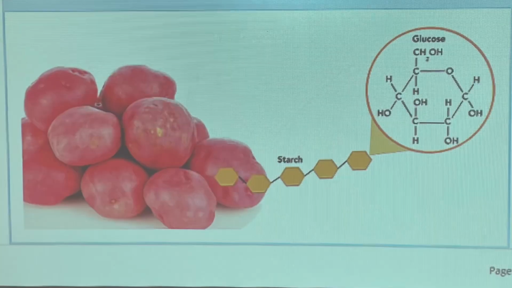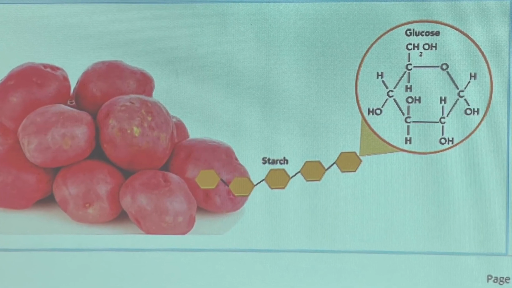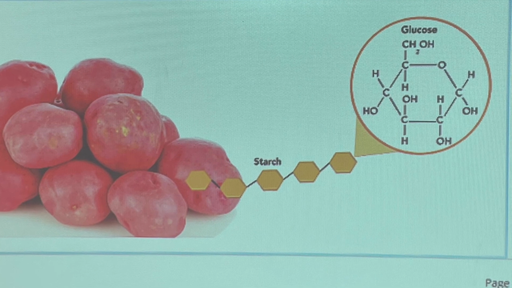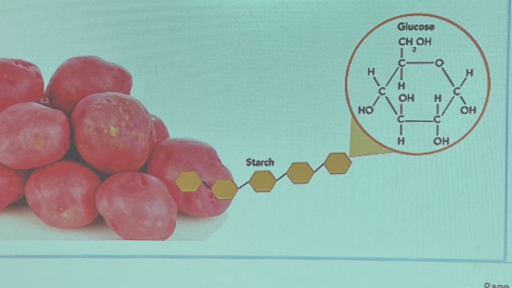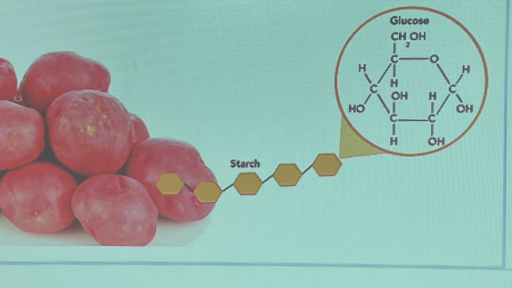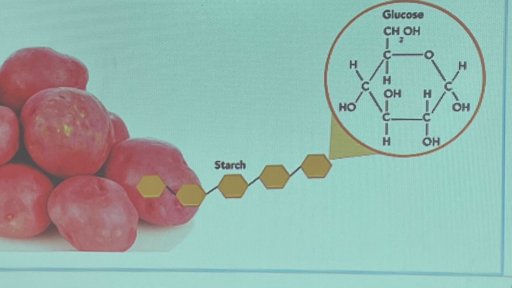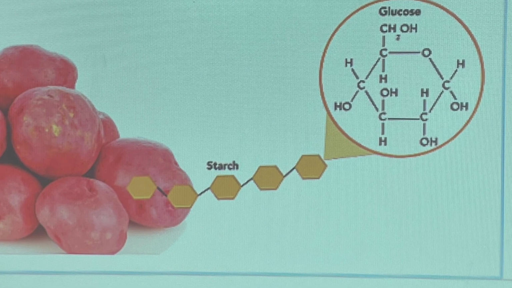Lastly, we have starches. So starches are important plant product, and maybe the most famous example of a starch would be in potatoes. Starch, again, just like the other two polysaccharides, it is a long chain of glucose.